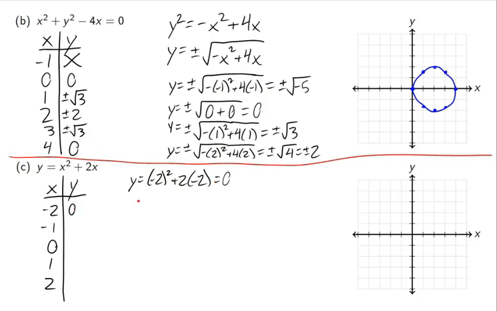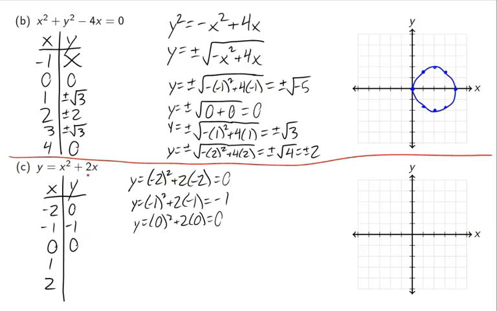At negative 1, negative 1 squared plus 2 times negative 1. 1 plus negative 2 is negative 1. Next one, I think you can see the 0, but I'll write it down. Plug in 0, you get 0 again.